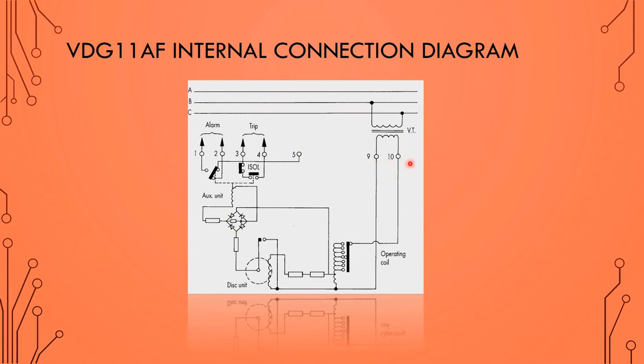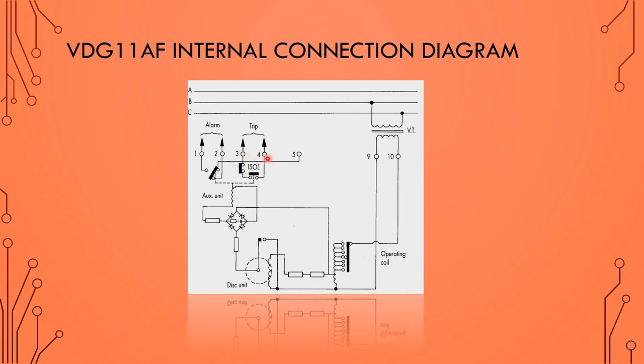So this 9 and 10 terminal is the input terminal of the relay. That means we will give voltage to the relay, and generally that voltage comes from the PT secondary, which for this relay should be 110 volt rating. So above 110 volt, whatever the voltage will come, according to the relay setting, it will give the trip signal.